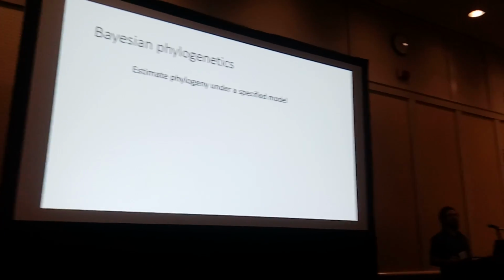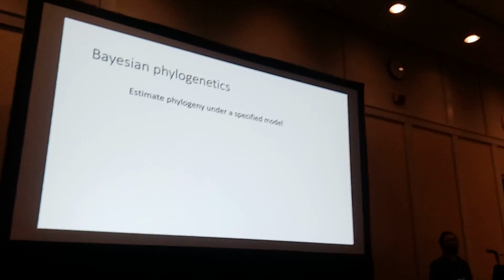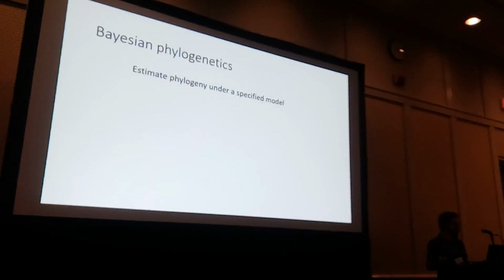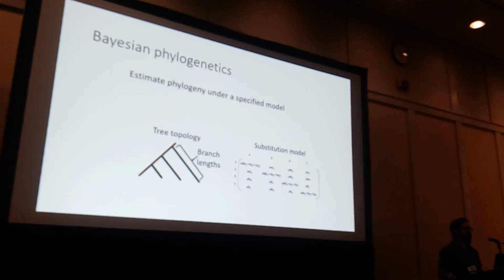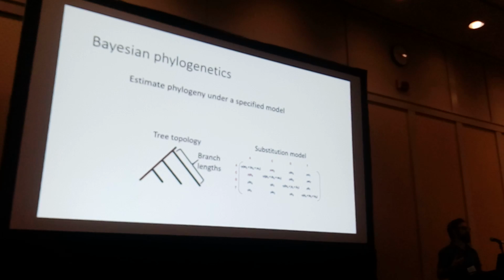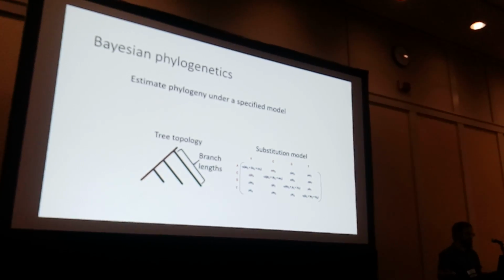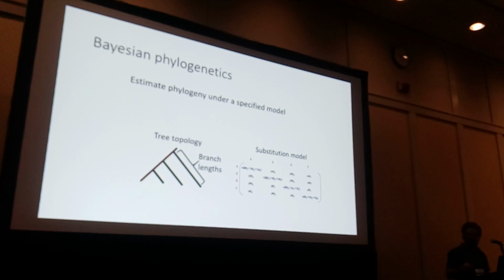So most people in this room probably know the basic goal of Bayesian phylogenetics is estimating a phylogeny under some specified model of evolution. The model of evolution is going to include things like our tree topology, our branch lengths on our tree, and some substitution model. And then as we get into more complex models, things like relaxed clock models and so on, many additional parameters potentially. This is kind of a base subset.